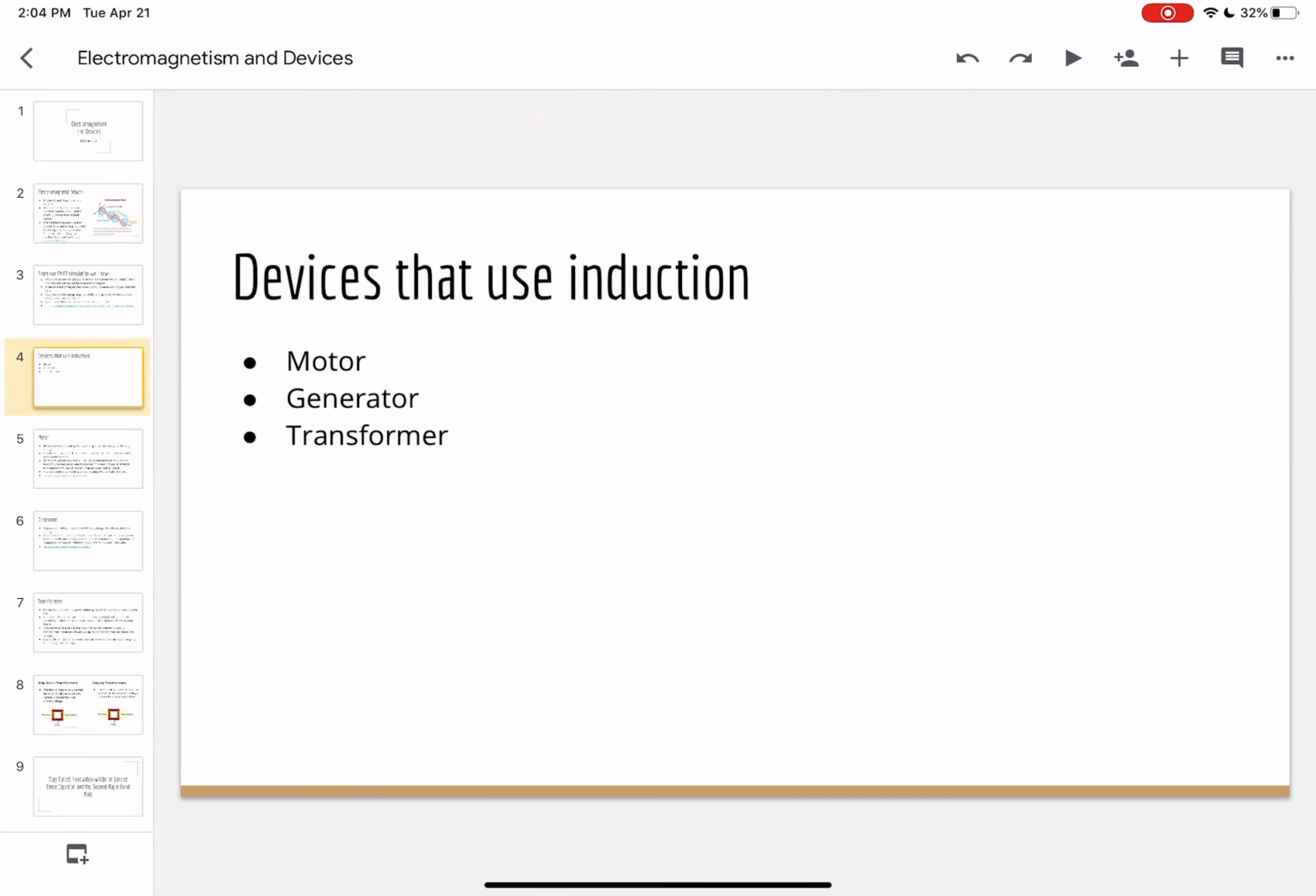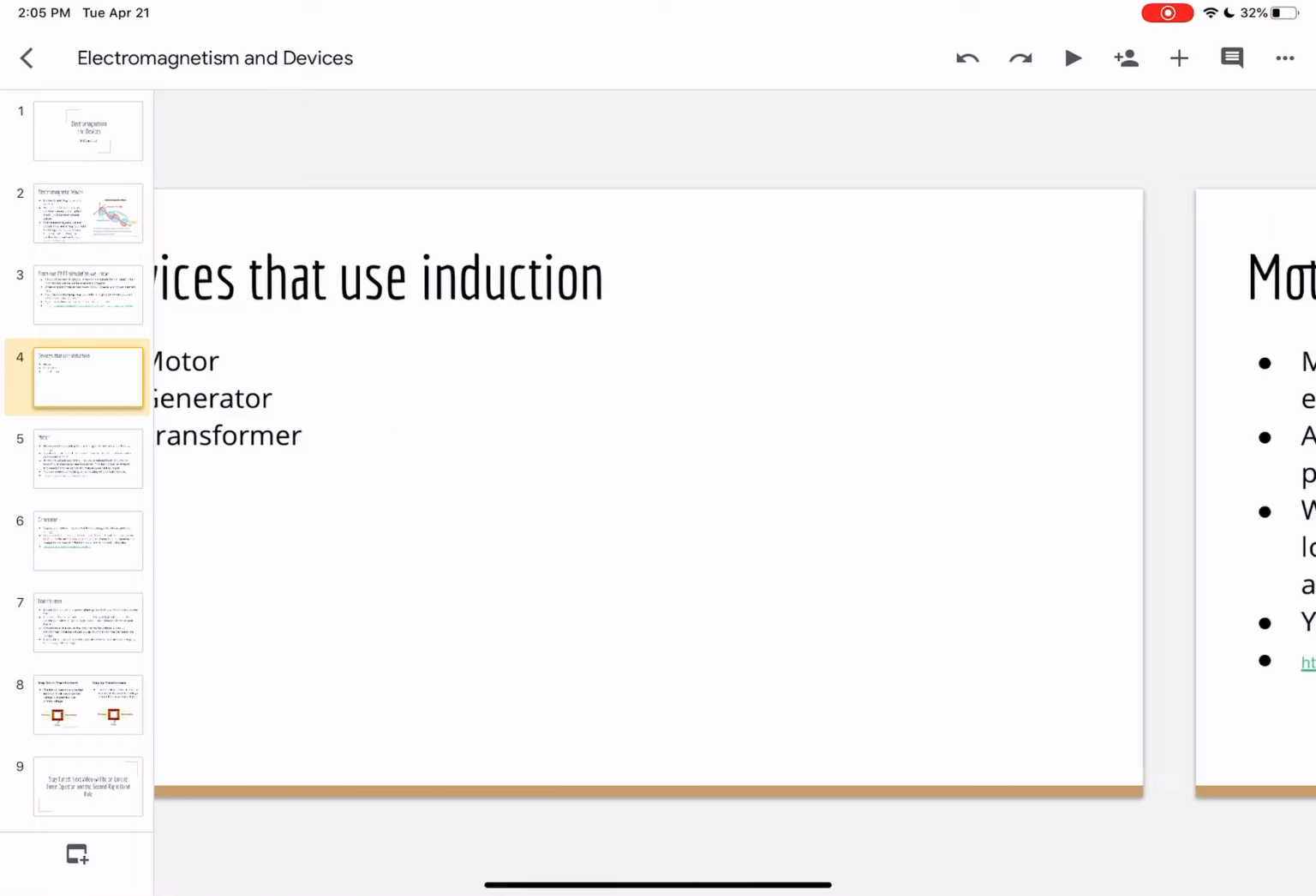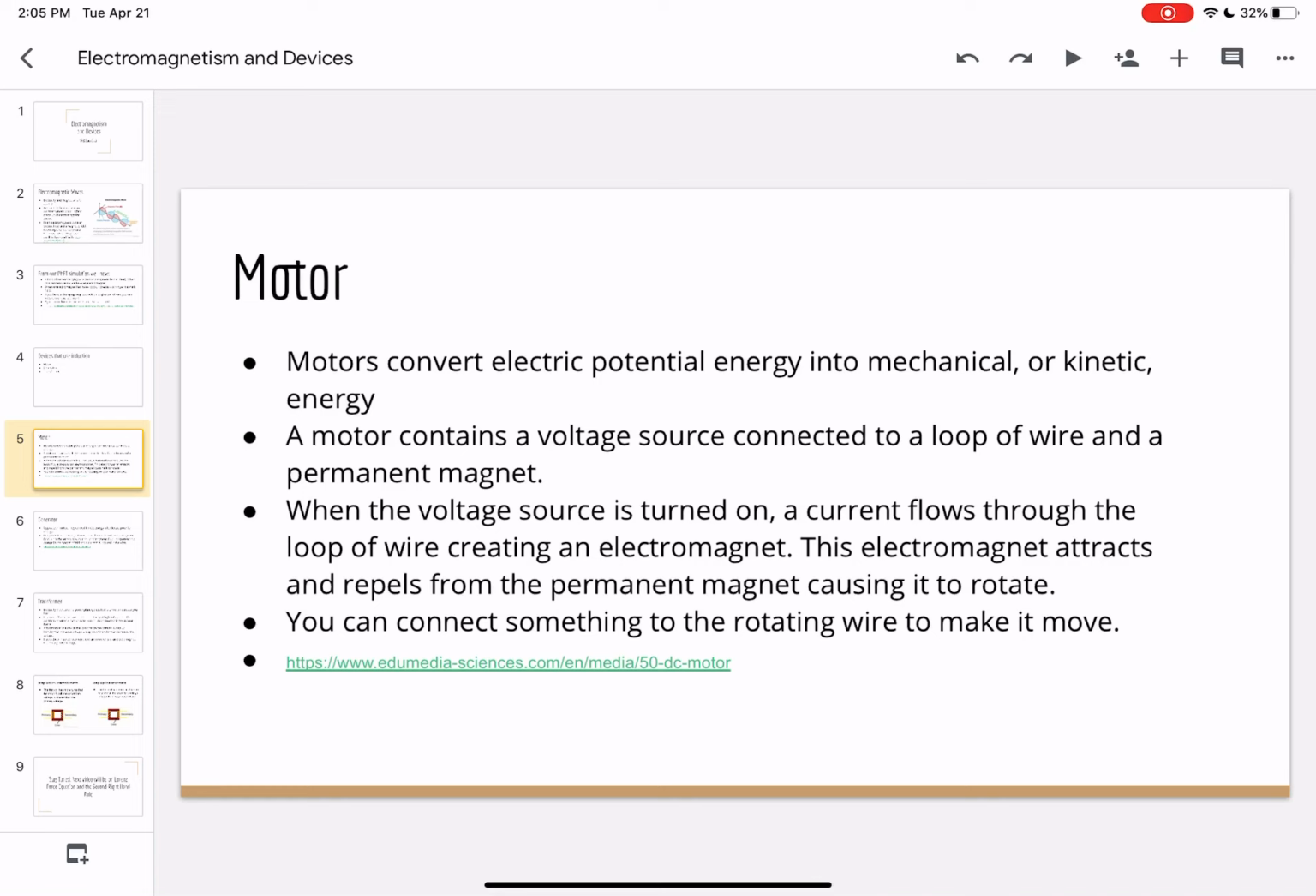Now, there are a lot of devices in our lives that use induction. Three of them that we're going to talk about are motors, generators, and transformers. So first we want to talk about a motor. A motor is something that can convert electric potential energy into mechanical, or we call it kinetic, energy.